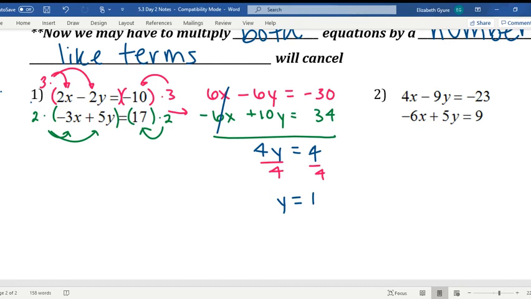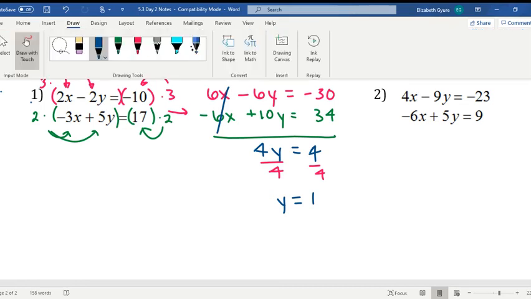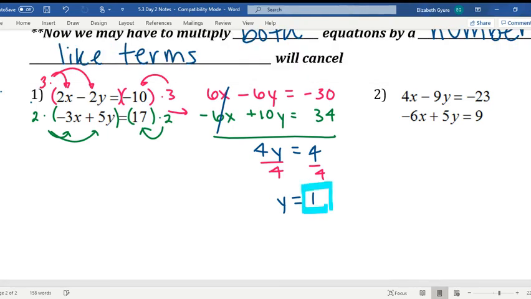How do I then find what x is? What do I do? Now that I know that y is 1, what do I do with that y? Anybody at all? What do I do with my y? Yeah, we plug it in. Now, I have to make sure I plug it in for what letter though? Y, because it's a y, right?